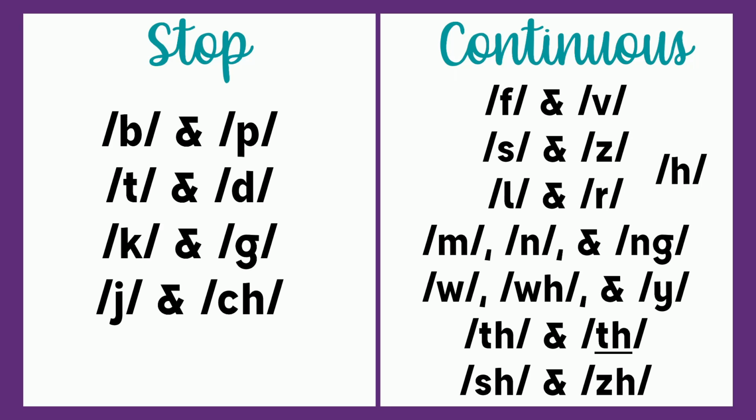So now let's look at the continuous sounds. Again, we have these set up in voiced and unvoiced pairs. First we have f, v, s, z. Then we have our liquids l and r, which are commonly confused because of their similar sounds. Then we have our nasals, m, n, and ng. That is formed in the back of the mouth, and it is the sound that we commonly spell with ng in words like bang and ring.